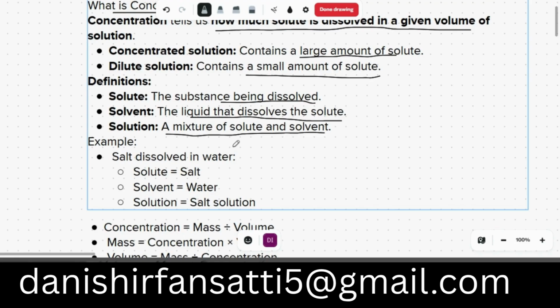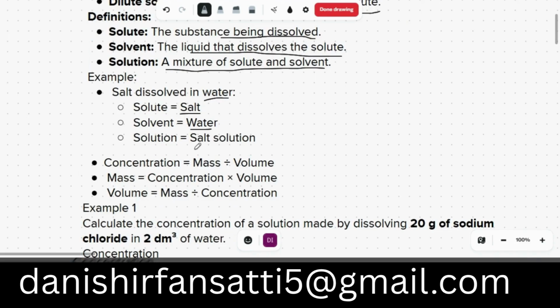When you mix sugar in tea, that is called a solution. Another example is salt dissolved in water. Salt is the solute, the solvent is water, and the solution is salt solution.